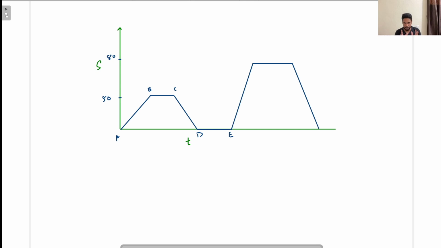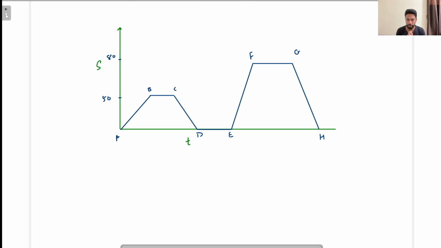Okay, so this is a journey. I will just name it E, F, G, H. So this is the whole journey. Starting from A till H, you have seen the whole journey of a car, and you have seen the speed time graph for that car.